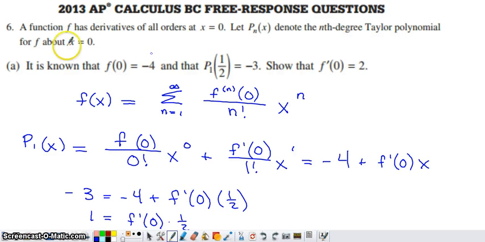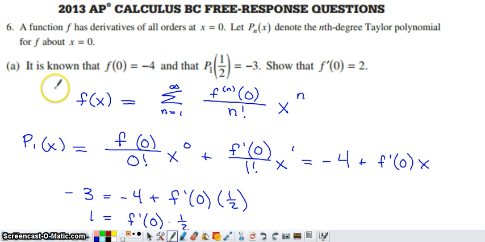So here's question number 6. This is from the 2013 BC exam. And typically question 6 is going to deal with series, and this question is no different. They tell us that a function f has all derivatives at x equals 0, and then they define the nth degree Taylor polynomial for f about 0 as p sub n of x.